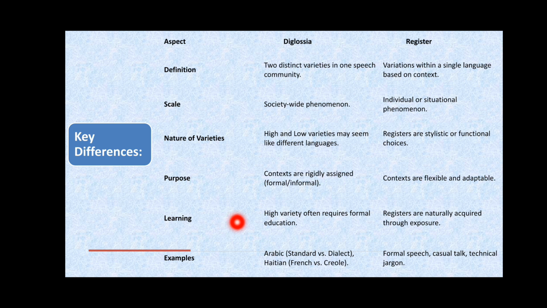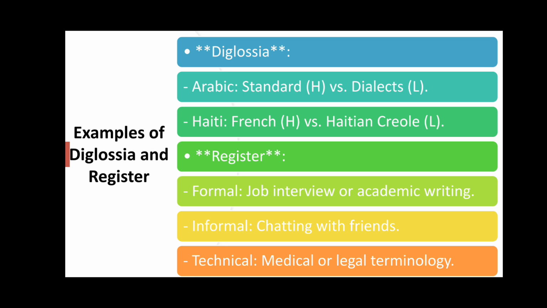Example, here we have Arabic standard versus dialect and Haitian French versus Creole. And here we have formal speech, casual talk and technical jargon. Examples of diglossia and register. Diglossia: Arabic standard high variety versus dialect low variety. Haitian French high variety versus Haitian Creole low variety. Register: formal, like a job interview or academic writing, informal, like chatting with friends, and technical, medical or legal terminology are used in register.